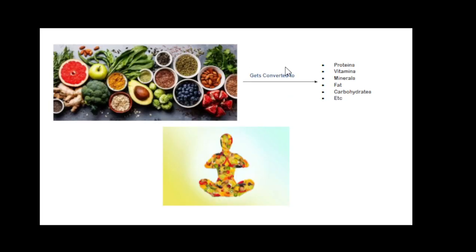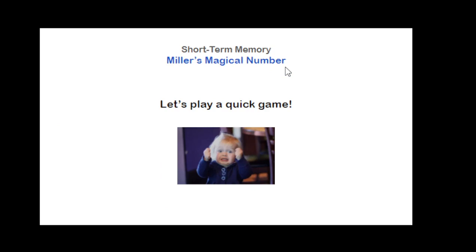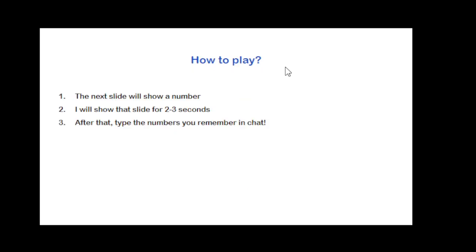Now, the next thing is Miller's magical number, and the best way to understand this concept is to learn it through a quick game. So you don't need to do anything. You just have to have your phone in your hand, and you will need to type something in the chat. That's it. So how to play it? First of all, I'll show a number on the next slide, and I'll show that slide for 2 to 3 seconds, and after that you will need to type the numbers that you remember in that.